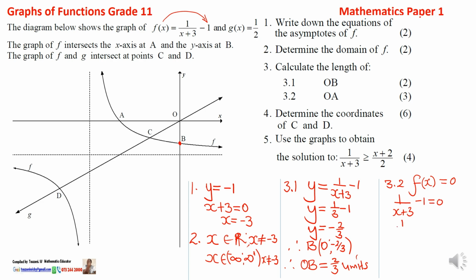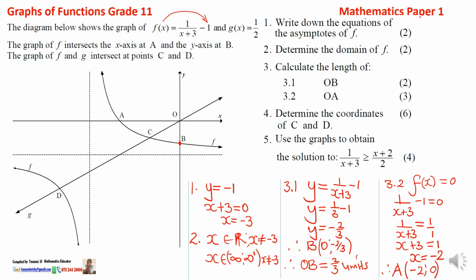From there, we transpose the negative 1 to the right-hand side, where it becomes a positive 1 over 1. Then we cross multiply. This will give us x plus 3 is equal to 1. We move the 3 to the right-hand side. It will give us x is equal to 1 minus 3, which is equal to negative 2. Therefore, the coordinates of point A, the x-intercept of f, are (minus 2; 0).